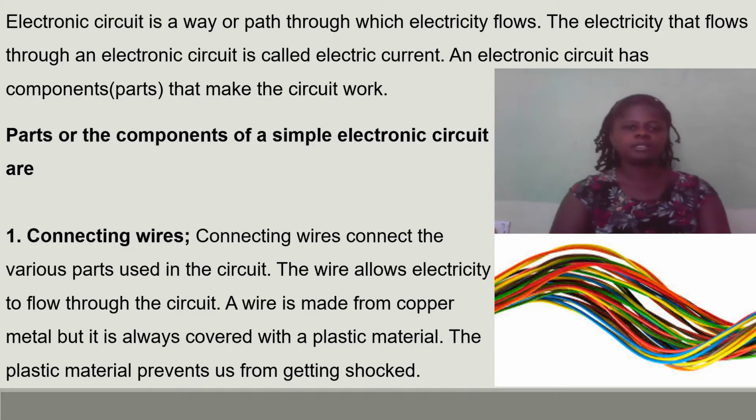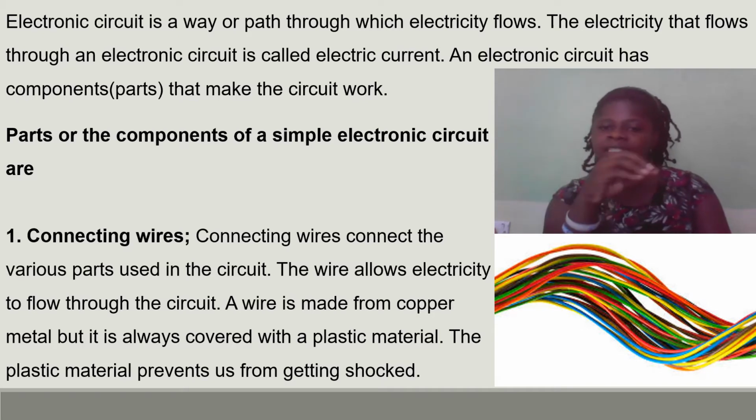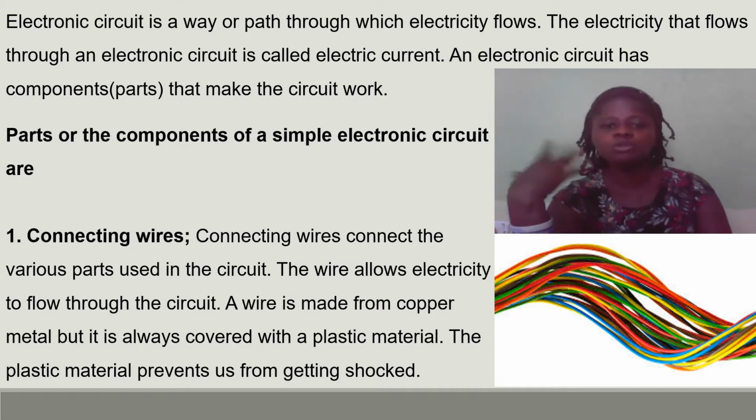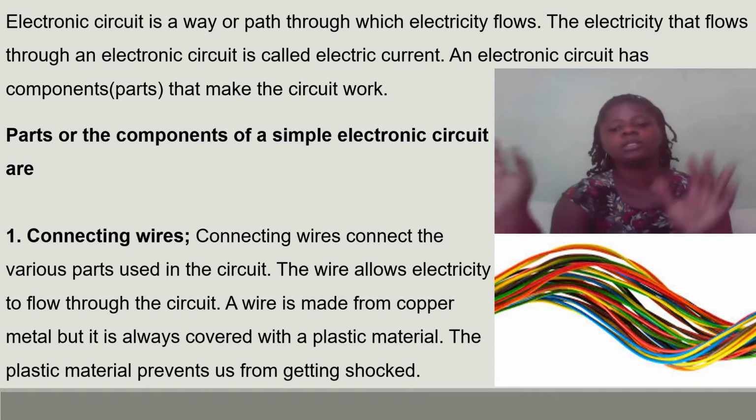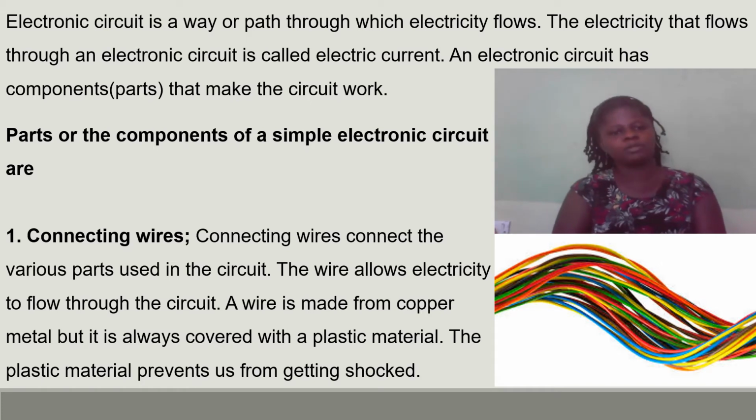Now, an electronic circuit is a path through which electricity can flow. The electricity that flows through an electronic circuit is called electric current, right? An electronic circuit has components or parts that make the circuit work.